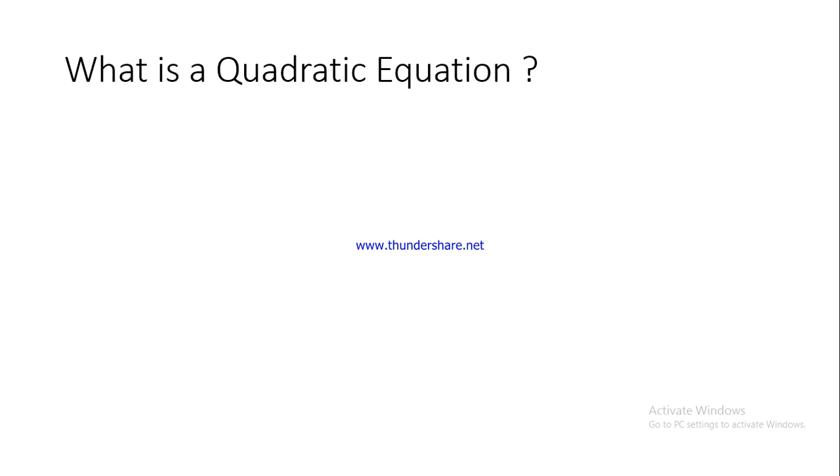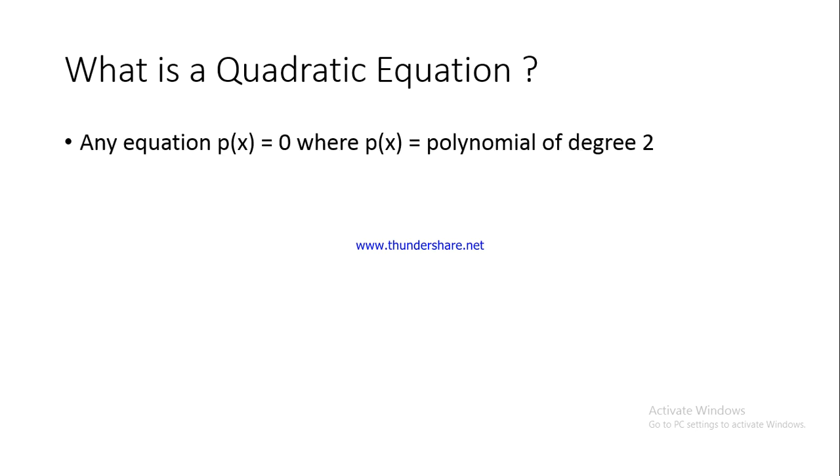We need to understand first of all, before trying to solve a quadratic equation, what do we mean by quadratic equation? So an equation p(x) = 0, where p(x) is a polynomial of degree 2. Now any equation in which p(x) = 0, you will get to understand what we mean by p(x). p(x) is basically a polynomial. Poly means more than 2.